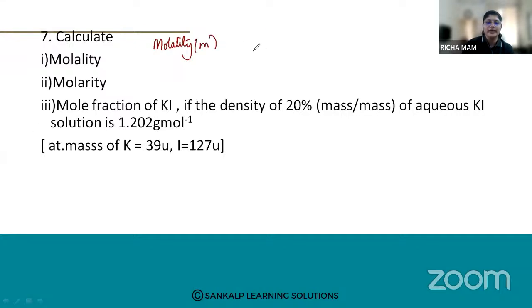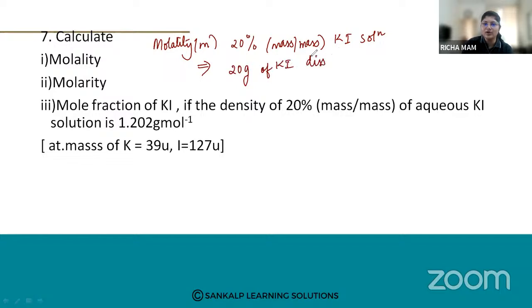Okay, so 20%. The given factor is 20% mass by mass KI solution. What do you mean by this? It means 20 grams of KI is dissolved in, mass by mass, we have seen mass percentage, right? It is dissolved in 80 grams of water.